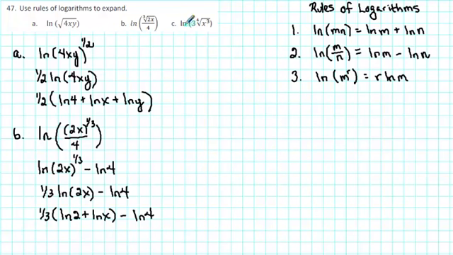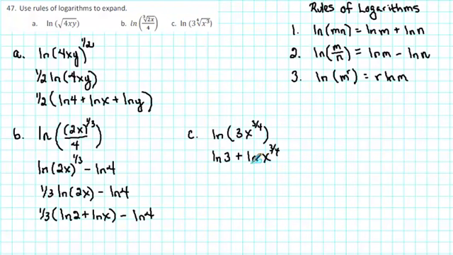For part C, we have the logarithm of 3 times the 4th root of x cubed. So again, we use a similar strategy and we rewrite the root using rational exponents. So the 4th root of x cubed can be written as x to the 3/4 power. So first, we have the logarithm of a product. So we'll use rule number 1 and write the sum of two logarithms, the logarithm of 3 plus the logarithm of x to the 3/4.